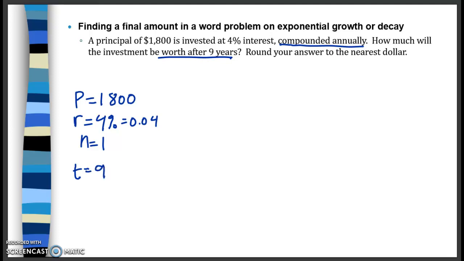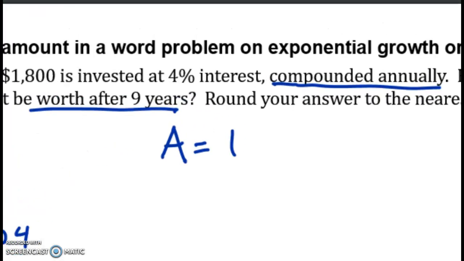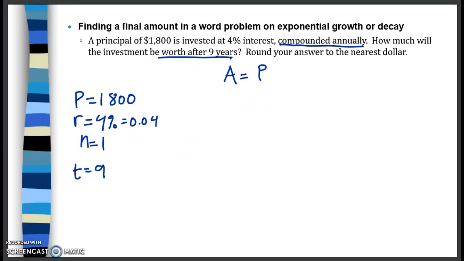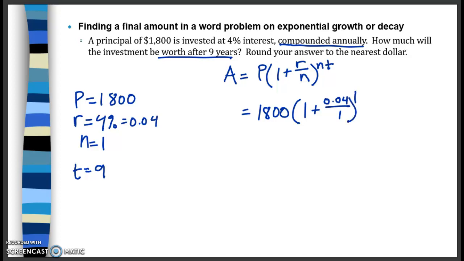Which model are we going to use? We're going to use A equals P times what? 1 plus r over n to the nt, because we're not told it's compounded continuously. So this is 1,800 times 1 plus 0.04 divided by 1, raised to the power n, or 1, times t, which is 9.